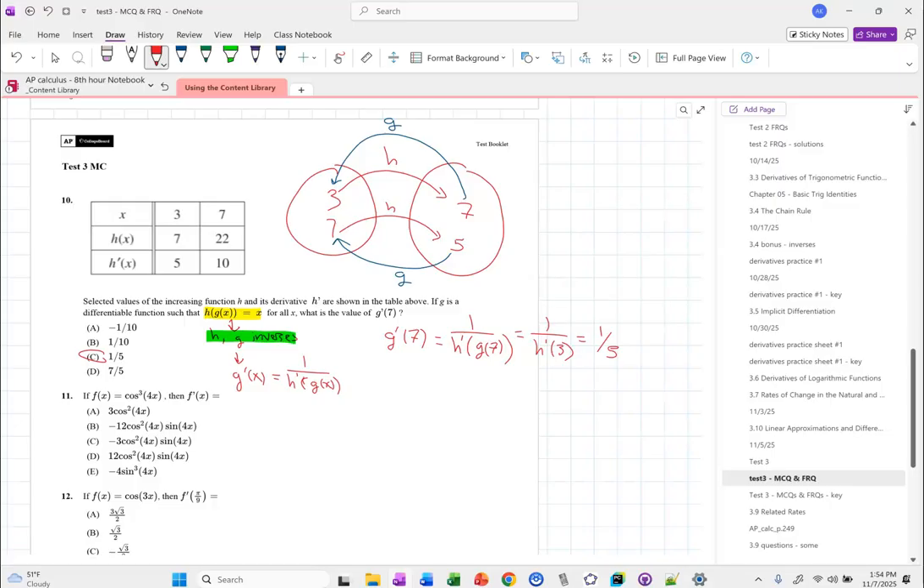Is that the same thing for the prime? Like h prime of 3 is equal to 7? You cannot make the same argument for the derivatives. Because we don't know that the derivative of h and the derivative of g will be inverses. Right. That we don't know. And in fact, probably not. So far, so good? You guys feel good?